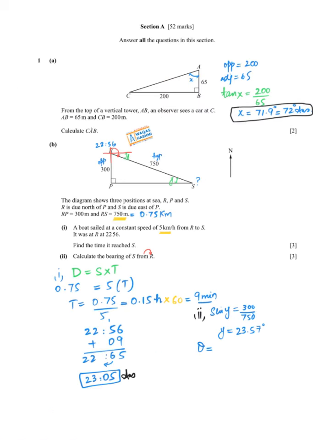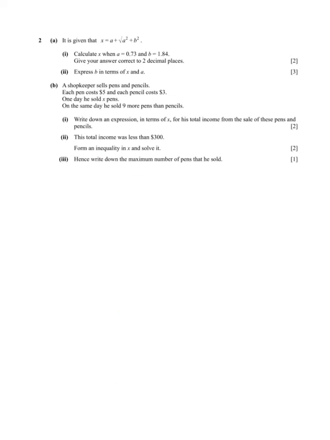So I'm going to do the same. Theta is equal to 90 plus angle y, that is 23.57. When you add these two, you will get 113.57 degrees, or you can say 113.6 degrees. That is your answer.